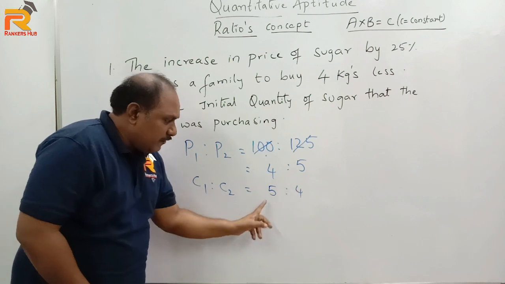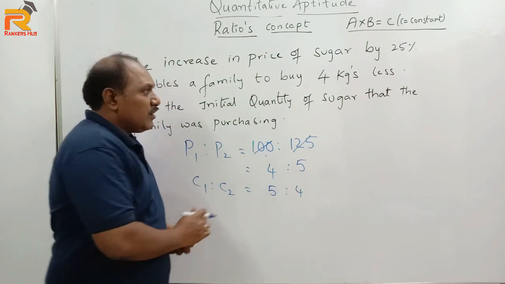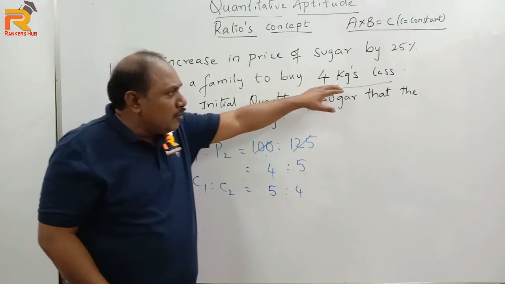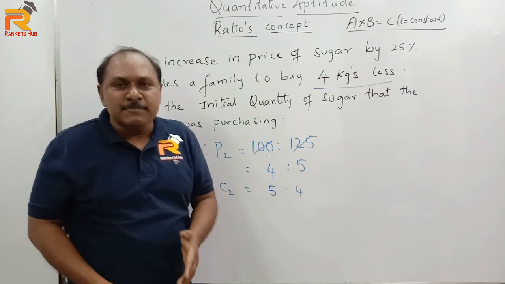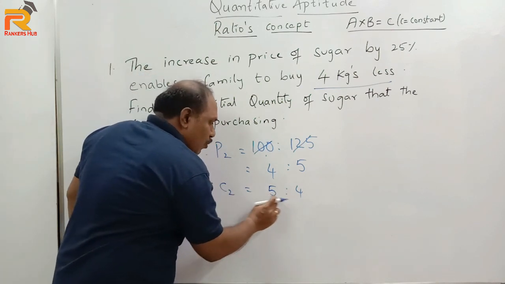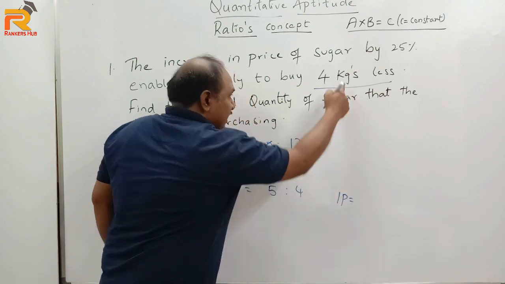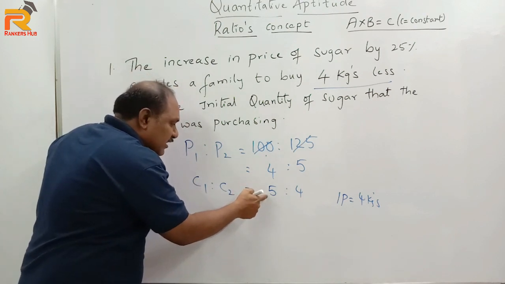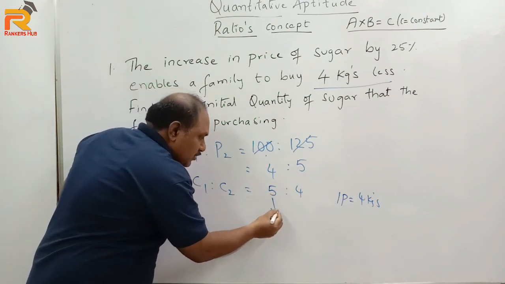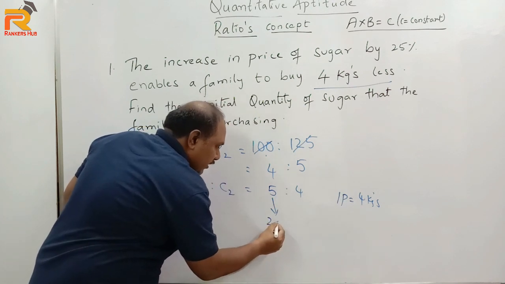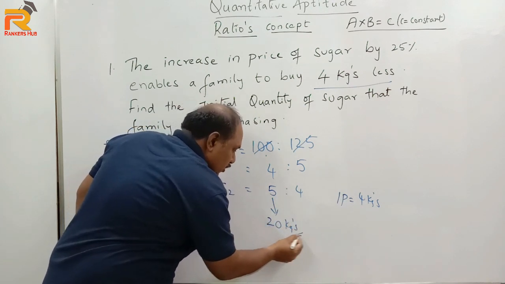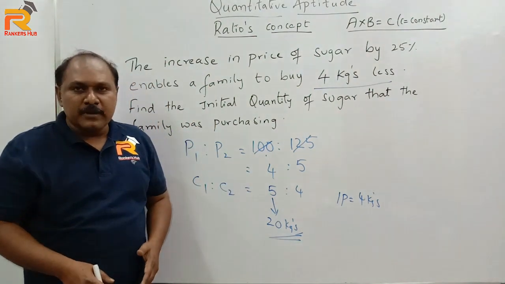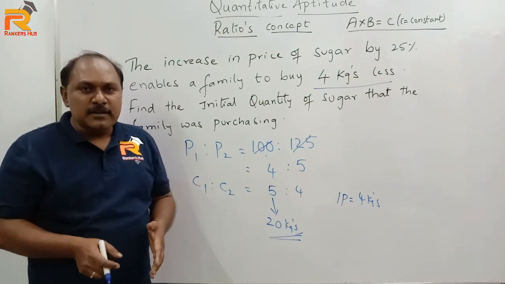Now here we are given the difference in the consumption. He is able to buy 4 kilograms less. So this 4 kilograms is nothing but the difference in consumption. Here the difference in consumption is one part. That one part he is saying it is 4 kgs. So if one part is 4 kgs, the initial consumption here is 5 parts. So one part is 4 kgs, 5 parts should be 5 fours are 20 kgs. So initially the family was purchasing 20 kgs of sugar. Now let us look into the next question.